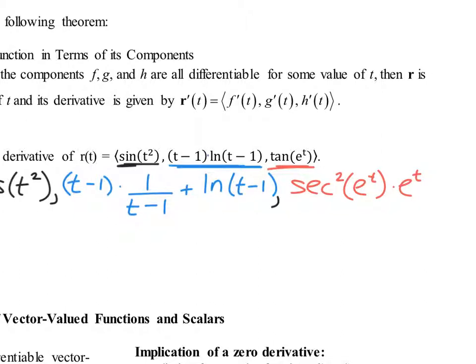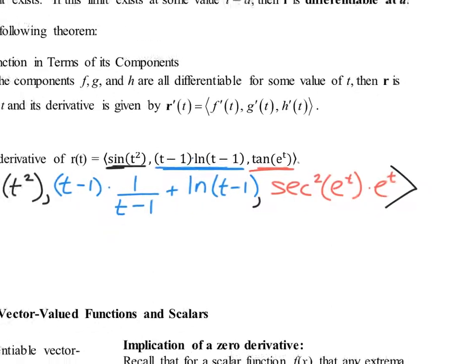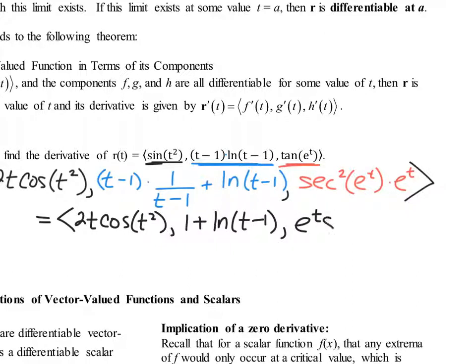Now, depending on the instructions, this might be sufficient. This may be sufficient. If it says simplify, you got to simplify. But it also asks us to address the domain, so we'll do that as well. So 2t cosine t squared, comma, 1 plus the natural log of t minus 1, comma, e to the t secant squared e to the t.